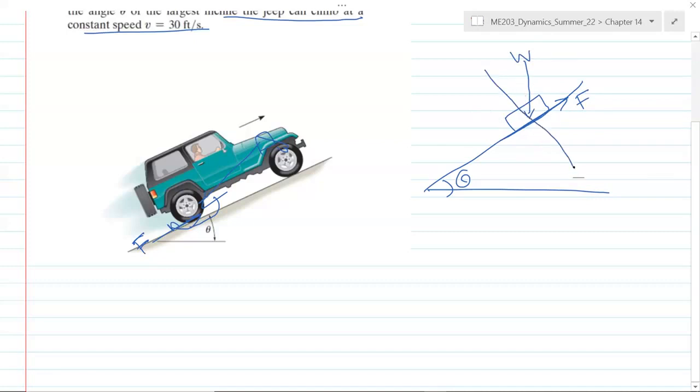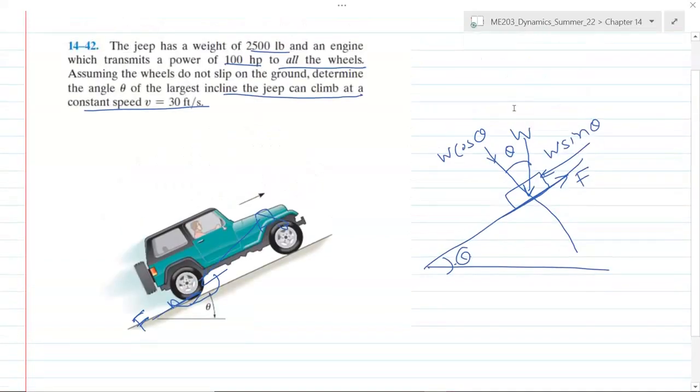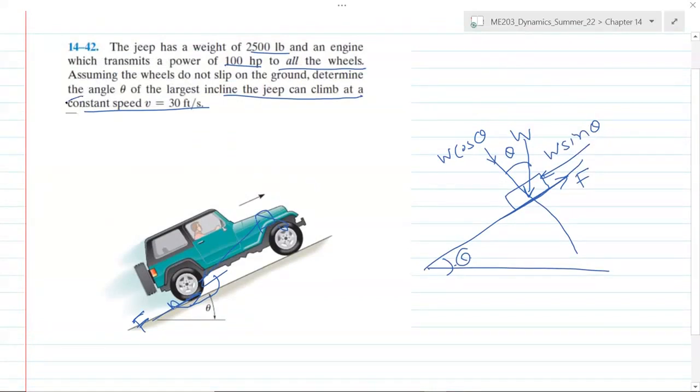If you draw a line perpendicular to this incline, then this angle is theta. This angle and this angle are the same, where this line is perpendicular to the incline. So W has two components: W cosine theta, which acts in this direction towards the ground, and W sine theta, which acts in the opposite direction of this F. In other words, this F is the same as W sine theta in this particular example, because the keyword here is constant speed.